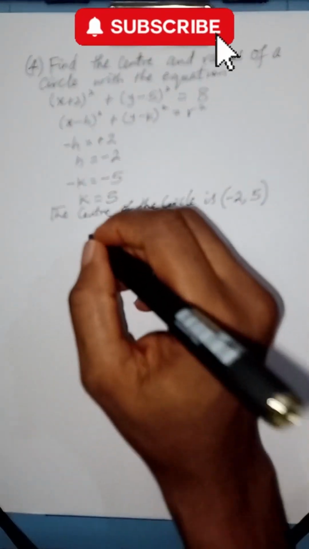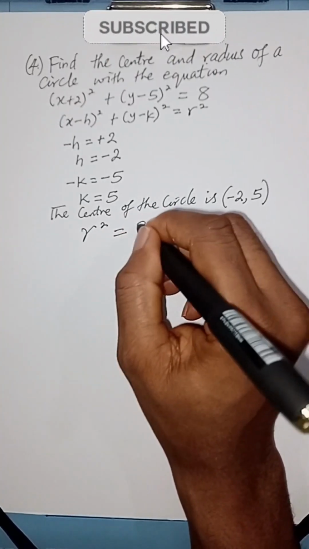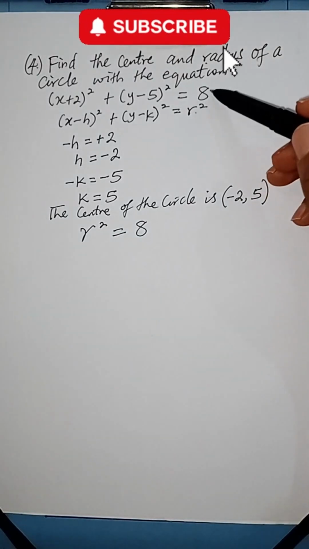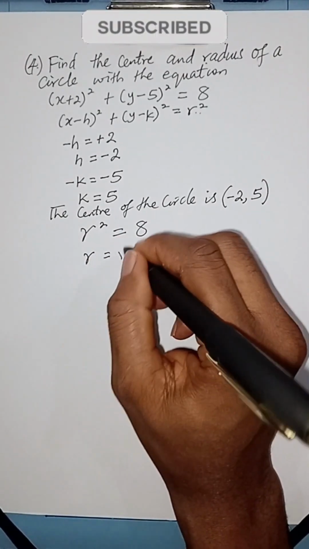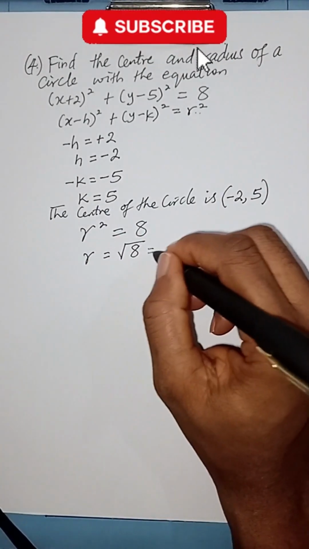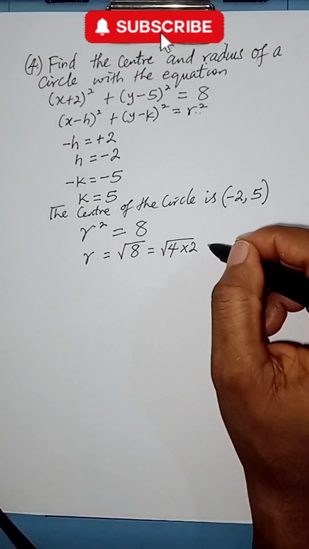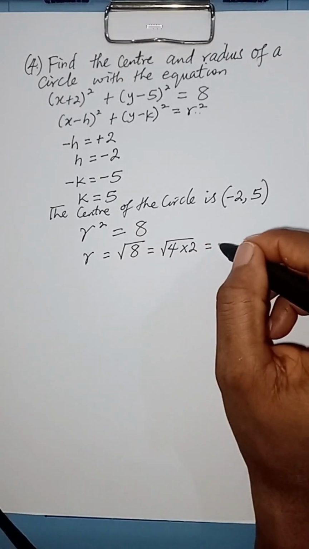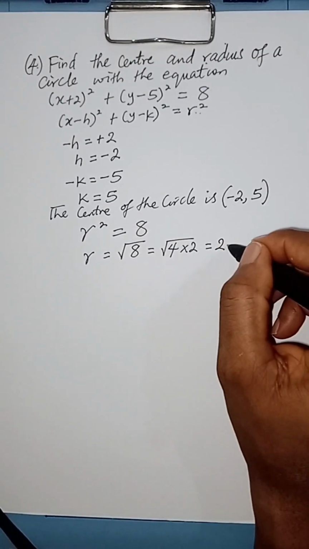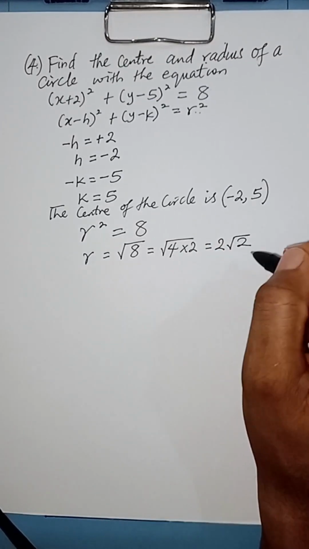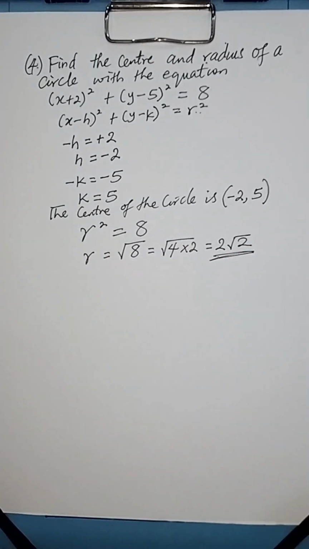The next is to get the radius. r squared is equal to 8 because they're in the same position. So to get the value of r, we'll look for the square root of 8, which we want to simplify further. See, here it's possible for us to get the square root of 4, that's 2, but we cannot get the square root of 2, so it becomes 2 root 2. So that's the radius. Very easy.